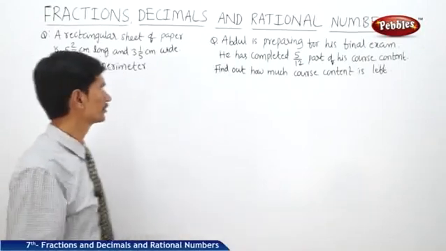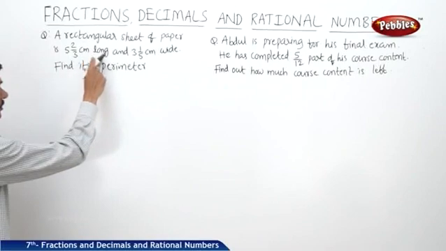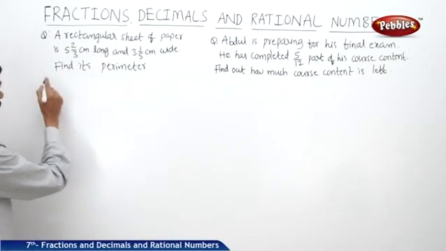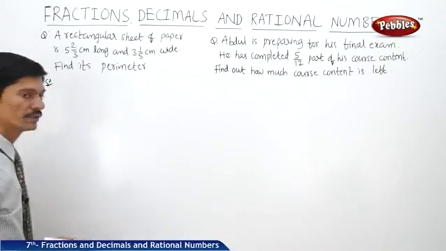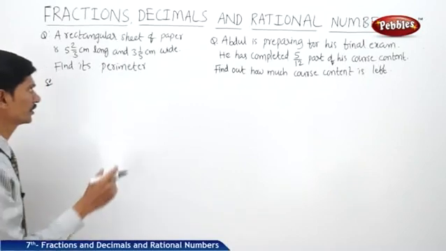Now let us see the next question. A rectangular sheet of paper is 5 2 by 3 centimeters long and 3 1 by 5 centimeters wide. Find its perimeter. So we know that the perimeter of a rectangular sheet is 2 of length plus breadth.